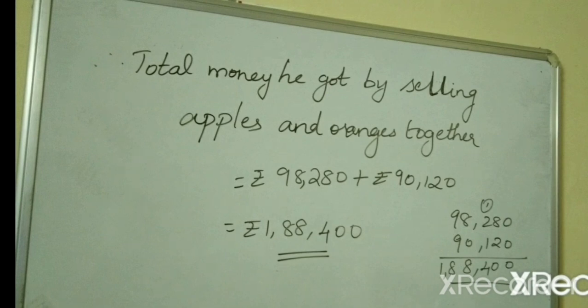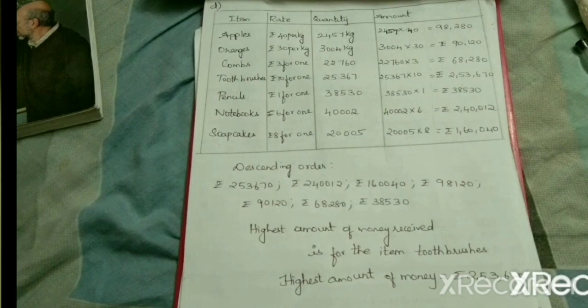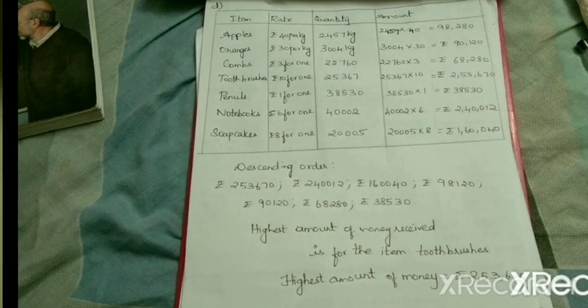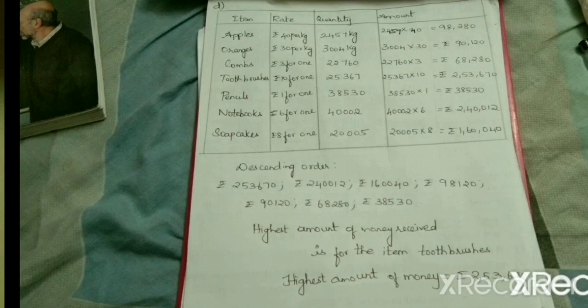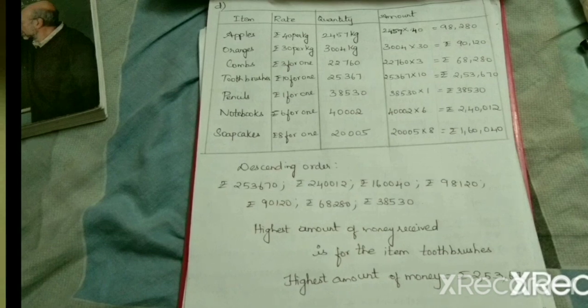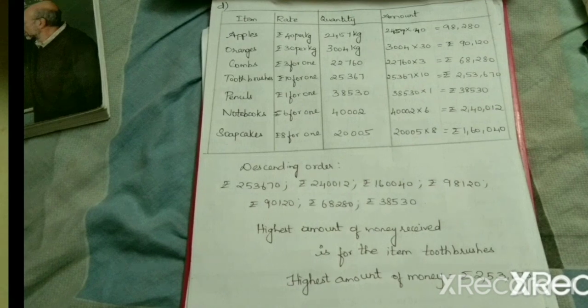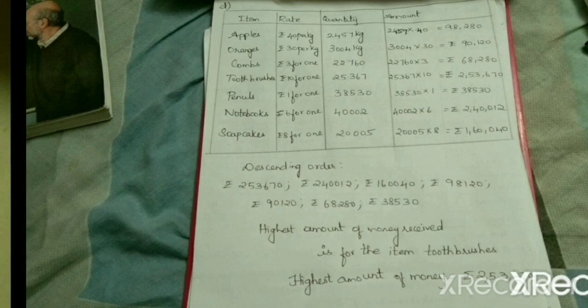Now next one, make a table showing how much money Raman received from selling each item. Arrange the entries of amount of money received in descending order and find the item which brought him the highest amount. How much is this amount? That is our next question. We have to make a table. So using the two tables given in the question, we are forming this table. Items, rate and quantity is given in the question itself. So amount alone we are finding, that is the last column alone.